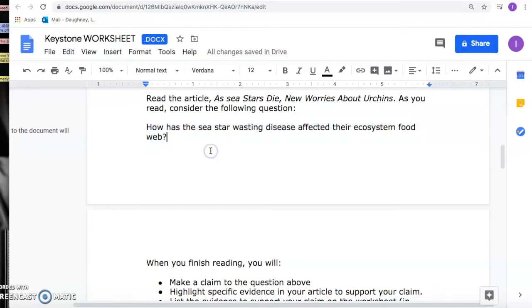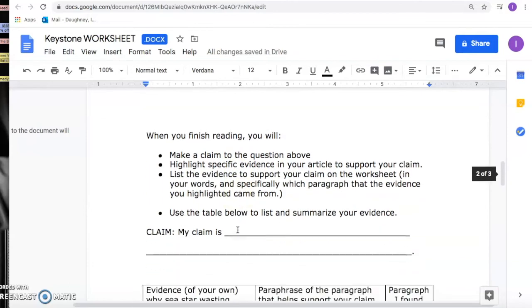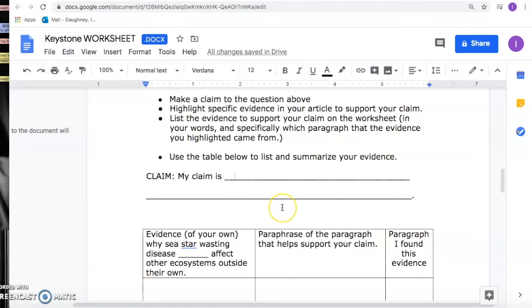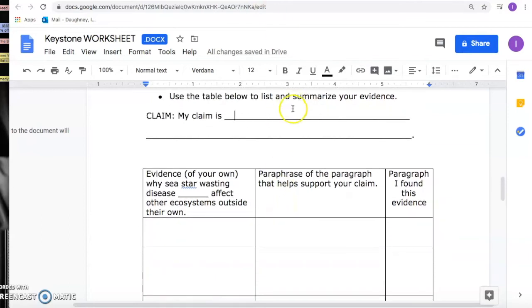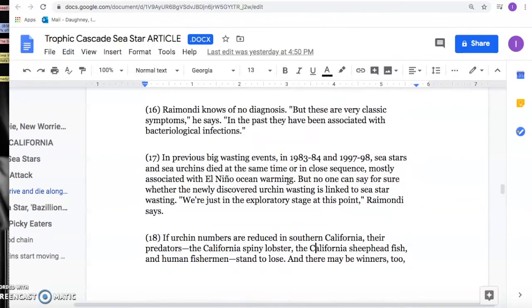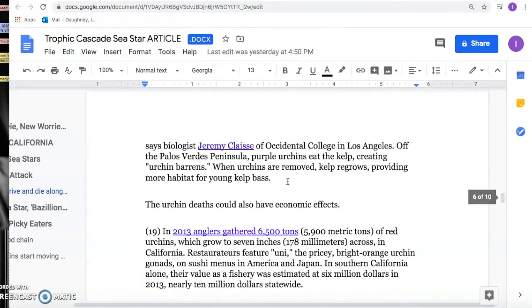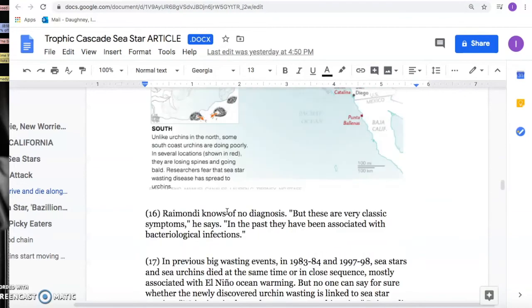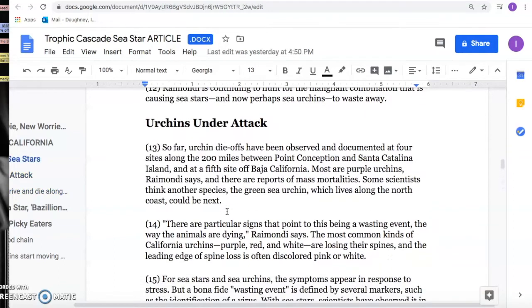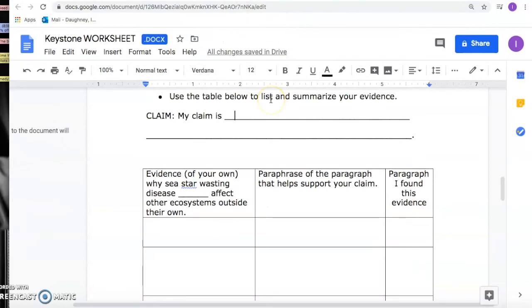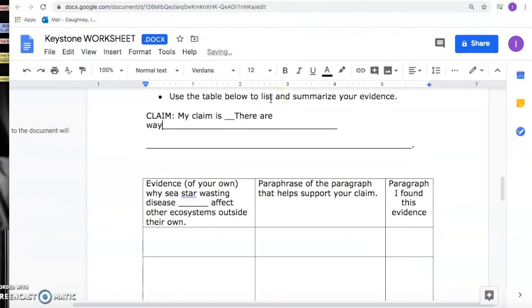So you can make a lot of different claims. You're going to come down here, right? And since you already read the article, you can choose whatever kind of thing that you want from that article to make your claim, right? So maybe you want to say that there are too many sea urchins, right? So you could say something like that. You could say there are way too many sea urchins, okay?